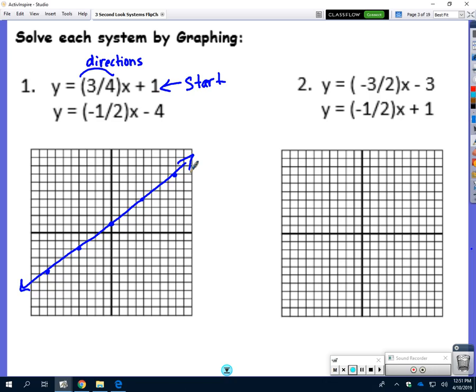Second equation, we start at -4. And this tells us to go down 1 and over 2. And I realize I am moving in the wrong direction. So I'm going to go up 1 and to the left 2. And I can see where we are going to intersect. I like to circle that point. That point is -4, -2. So this one has one solution. The solution is -4, -2.